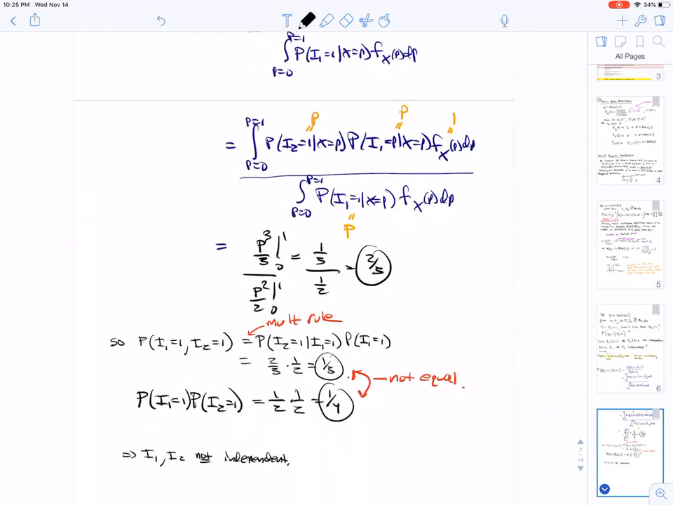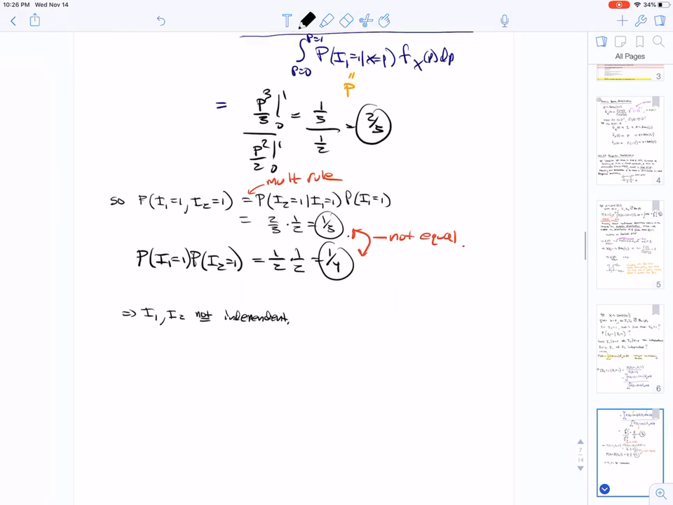as we expected. So we can see that I1 and I2 are in fact not independent, since the probability that I1 is 1 times the probability that I2 is 1 would be a quarter. And the probability that I1 is 1 and I2 is 1 is 2/3 times 1/3, which is a third. So those are not equal.